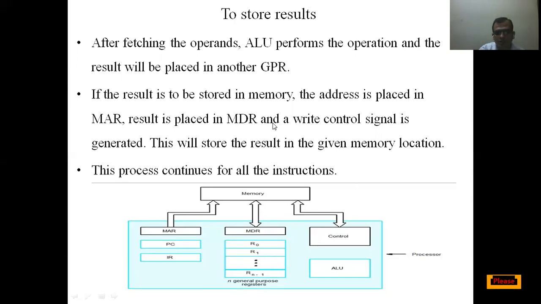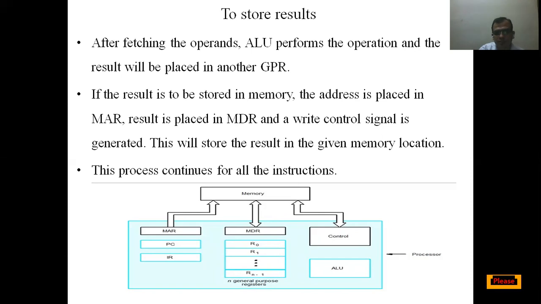If the result is not stored in a register but in memory, then the address is placed in the MAR, the memory address register, and the result is placed in the MDR, and the write control signal is generated in order to put the result back. This will store the result in the given memory location which is pointed out. So this is how the write signals will be performed, and the result will be put into the output registers.